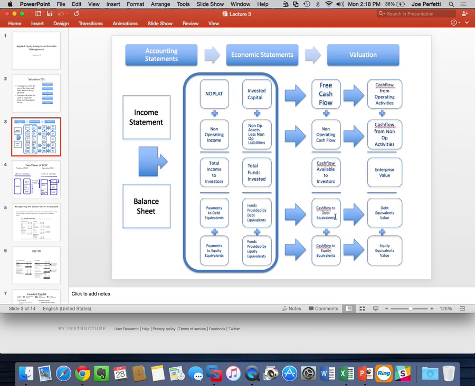And that'll equal the forecast of the debt cash flows, which will be the debt value, and the forecast of the equity cash flows, which will be the equity value. So again, 1 plus 2 will equal 3 plus 4. That's the process that we're going to go through.